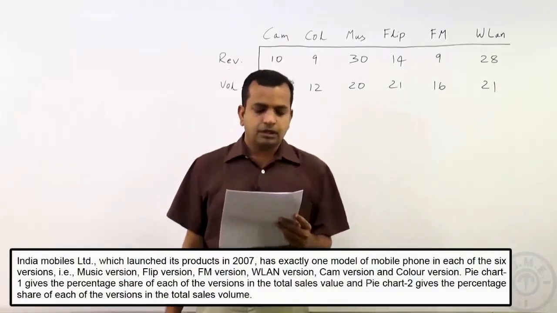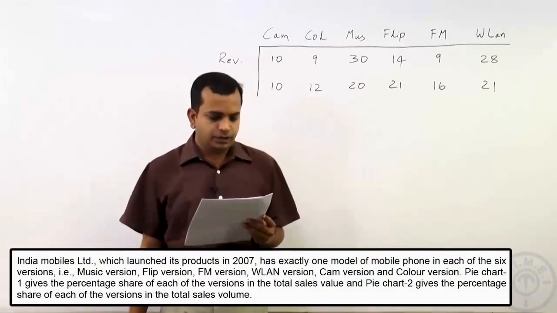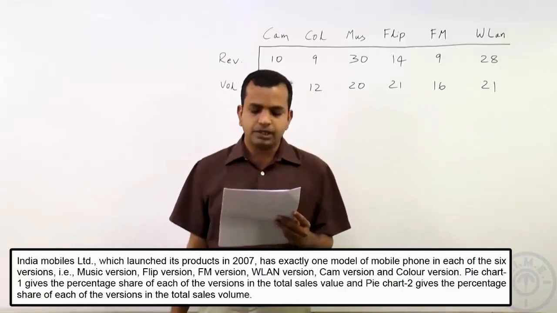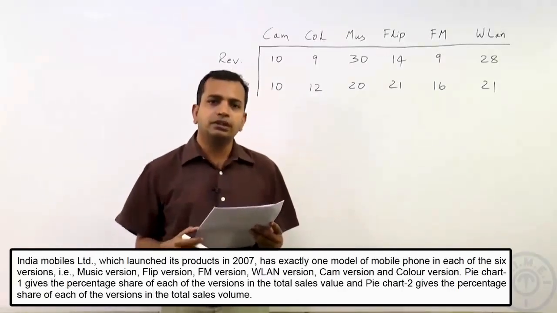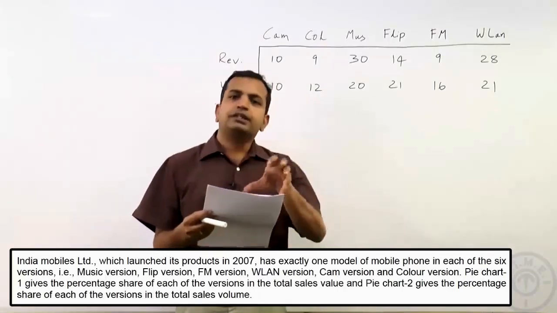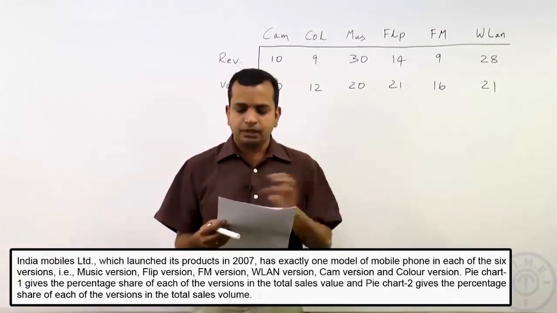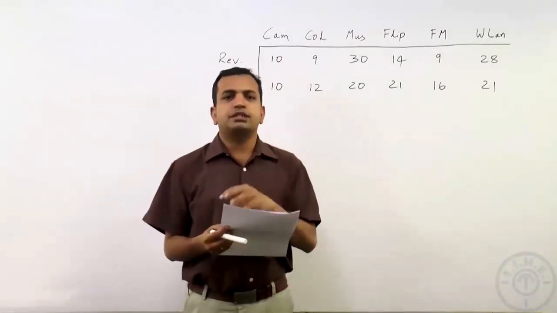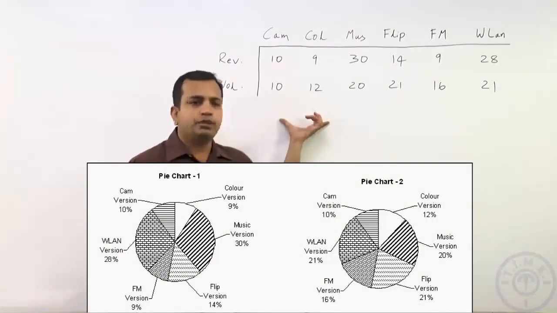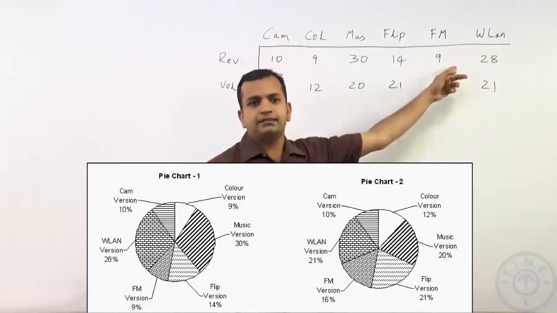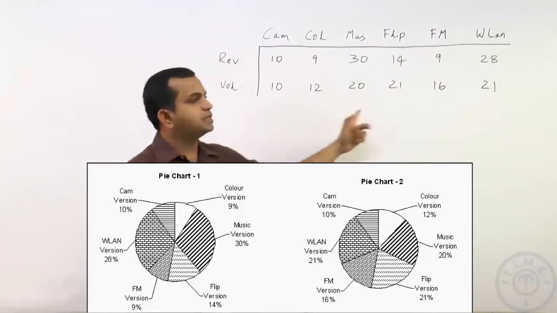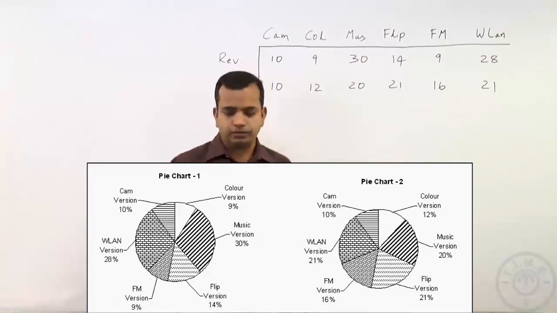Here we have two pie charts given to us about a mobile company which has 6 different types of mobiles. The first pie chart talks about the distribution of the sales revenue, and the second pie chart talks about the distribution of the sales volume, which is what I have put here on the table. These are the percentages of sales revenue of each of the models, and these are the percentages of the sales volume of each of the models.